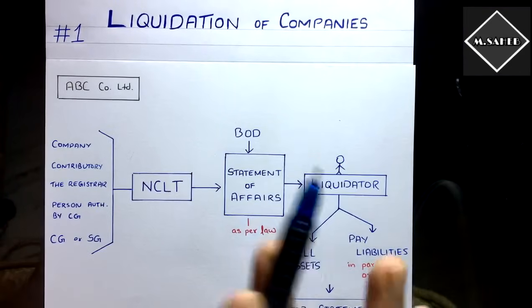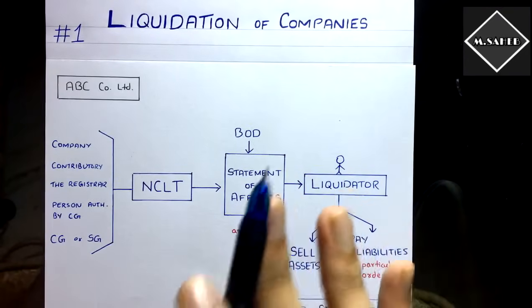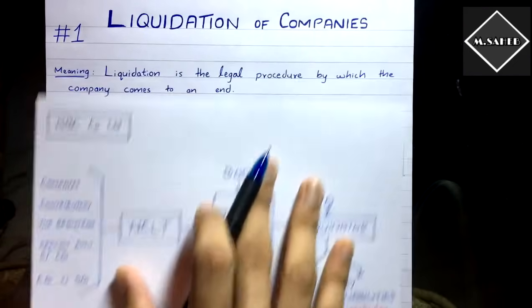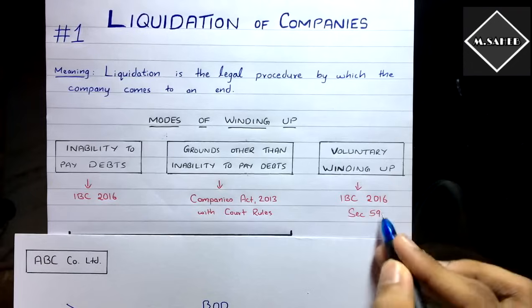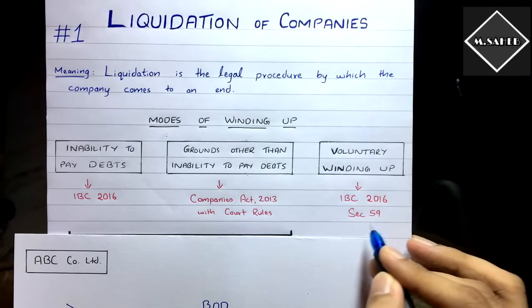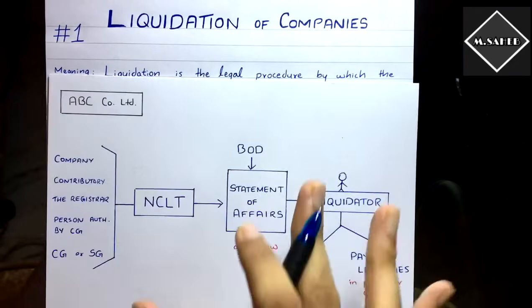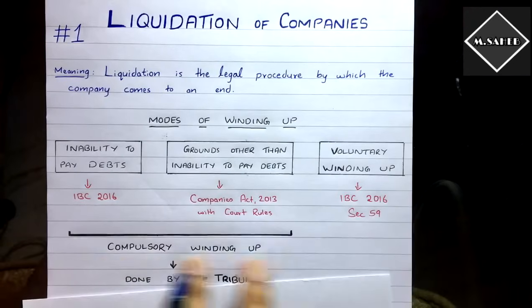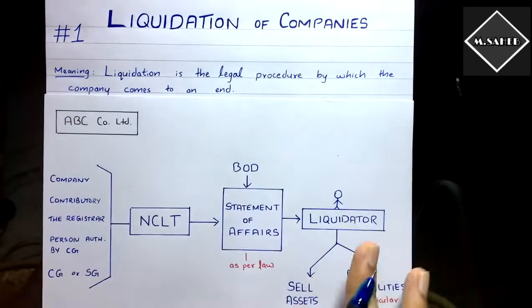See here in this example, let's say this ABC Company Limited has to be liquidated, right? So if it's a voluntary liquidation, then what does this company have to follow? It has to follow the Insolvency and Bankruptcy Code 2016, right? According to section 55, whatever regulations and rules are there, it has to follow and voluntarily liquidate itself. That's the first option. And then what will happen? The other option is compulsory liquidation, compulsory winding up.